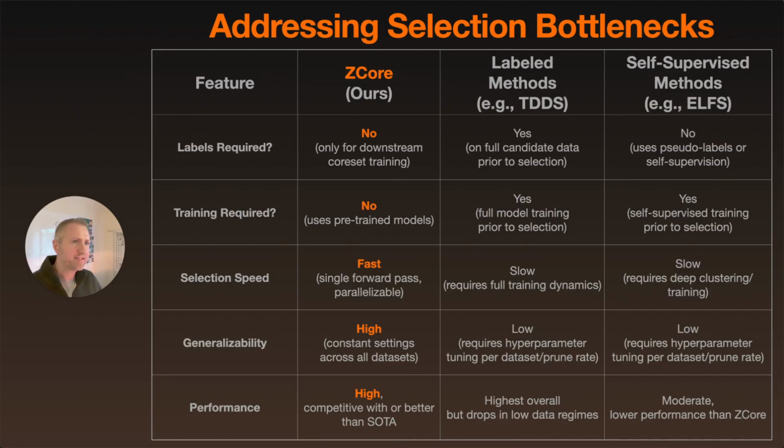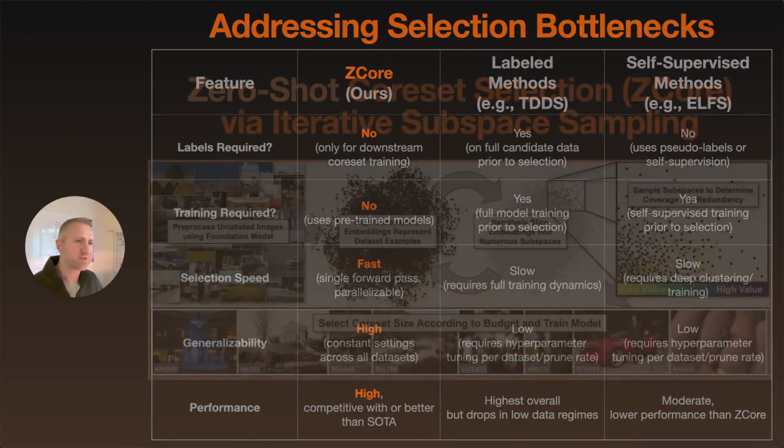Most existing methods have a massive entry fee. Labeled methods like TDDS require you to label everything first. Self-supervised methods like ELFS skip the labels but require extensive pre-training time. Thankfully, ZCore is different. As you can see here, we are the only state-of-the-art method that requires zero labels and no candidate data training. It's fast, parallelizable, and it's the only approach that maintains high generalization across datasets and prune rates.